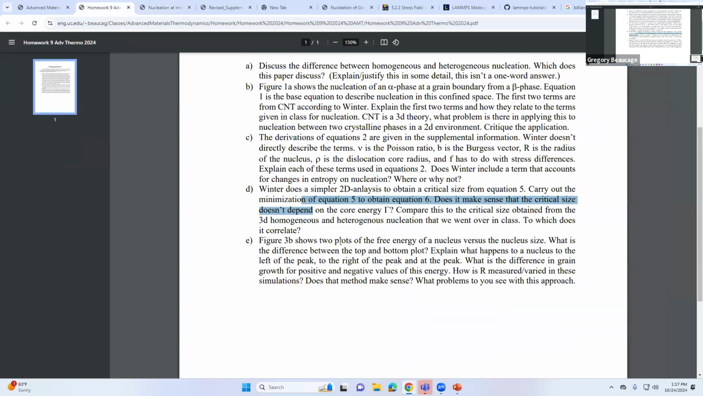Then that's the free energy versus nucleus size. What's the difference between the top and bottom? So the top one's a very thin layer and the bottom one's a normal thickness layer. And then comes the nucleus: left of the peak, it dissolves. Right at the peak, it grows because the free energy gets smaller as it gets larger, to the right of the peak. It's a difference in grain growth for positive and negative values of this energy.